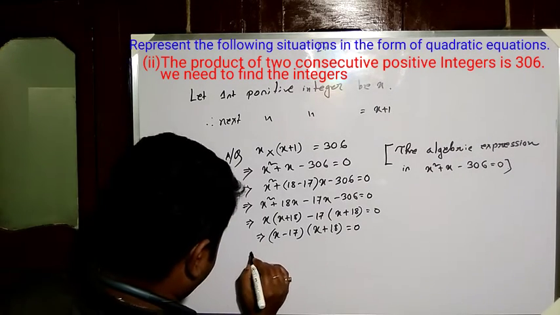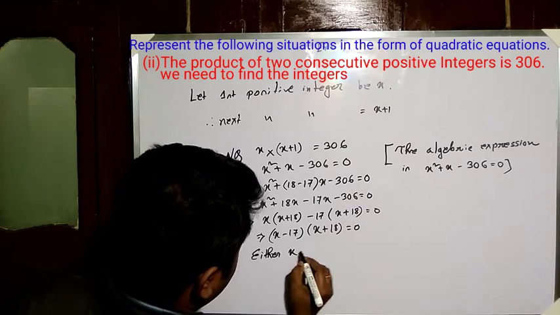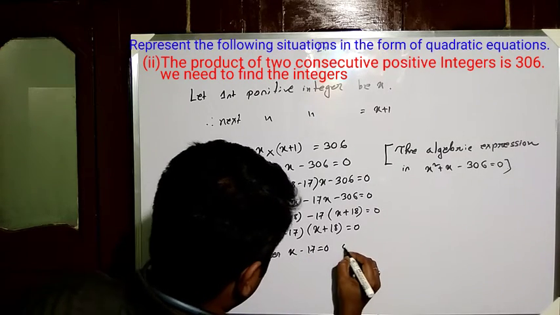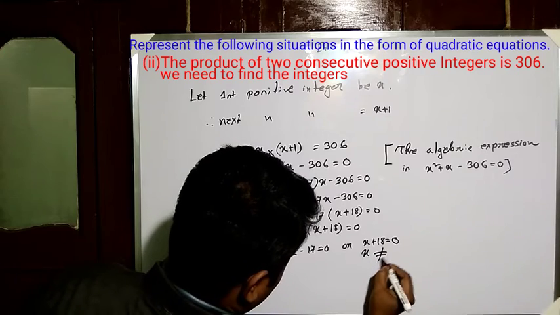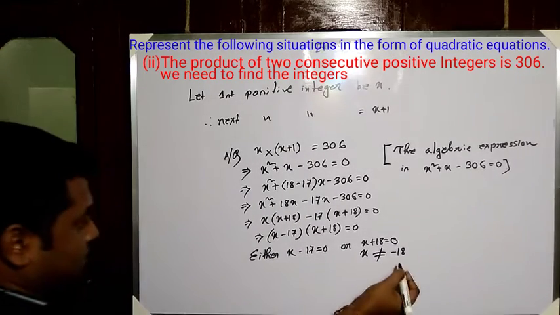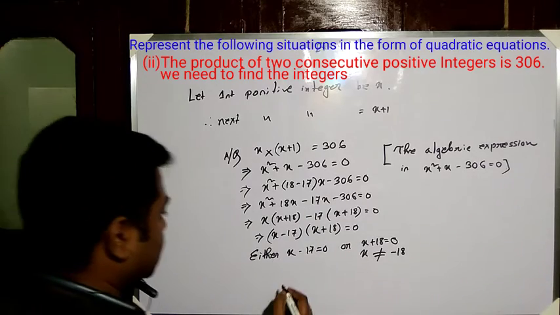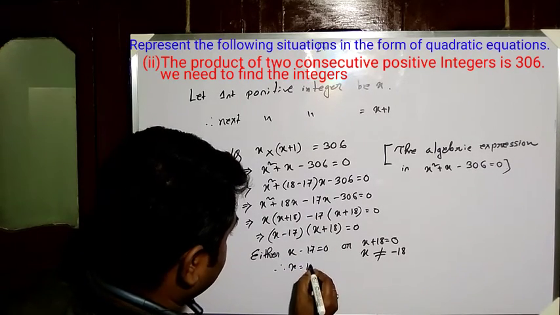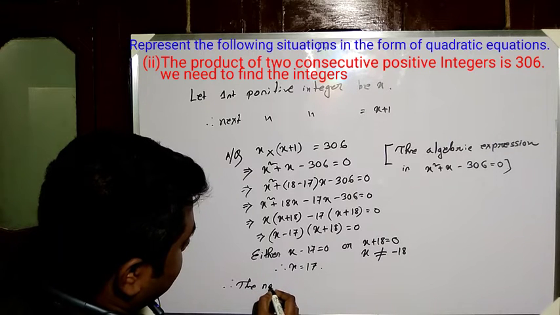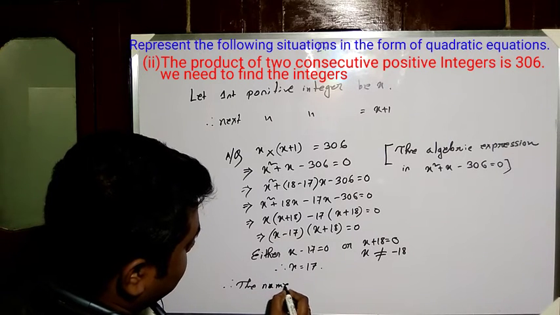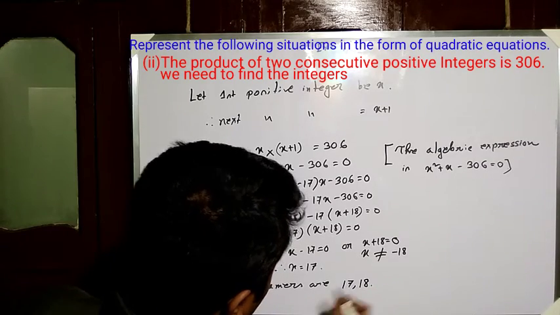In your question, write either x minus 17 equals 0 or x plus 18 equals 0. x is not equal to minus 18 because x is a positive integer. So definitely x equals 17. Therefore the numbers are 17, 18.